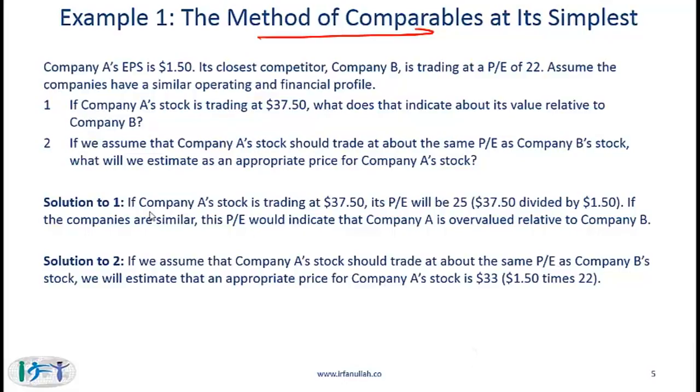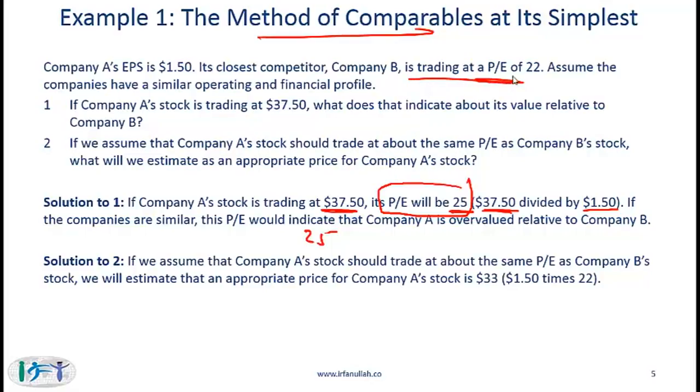So this is what you should get. If company A stock is trading at 37.50, its PE is simply 25. So this is the current market price divided by 1.50. If the companies are similar, this PE should indicate that company A is overvalued relative to B. Why? Because using this method, we are coming up with an actual PE of 25 based on the market price. But according to the law of one price, what is the PE?